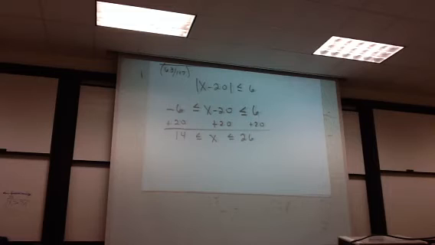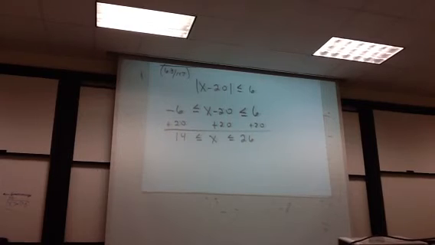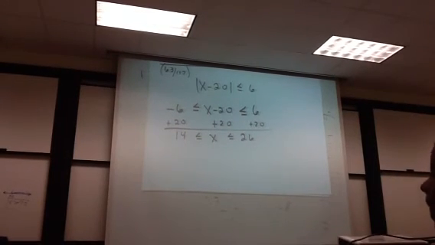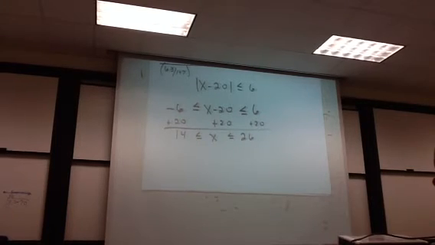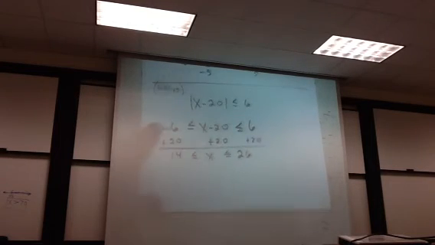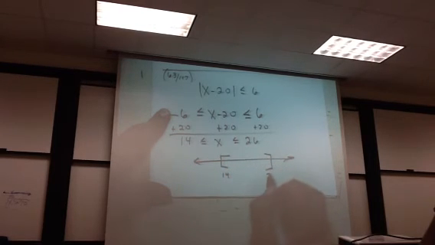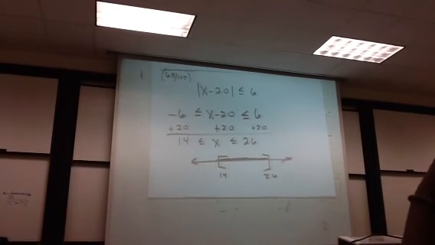Is that okay? So when you've got an absolute value is less than a number, it translates to a double inequality. Whatever's in the absolute value goes in the middle. The number and its opposite go on the extremes. And the arrows of inequality always point toward the smaller of the two numbers. And by the way, this graphs like this, right? From 14 to 26.